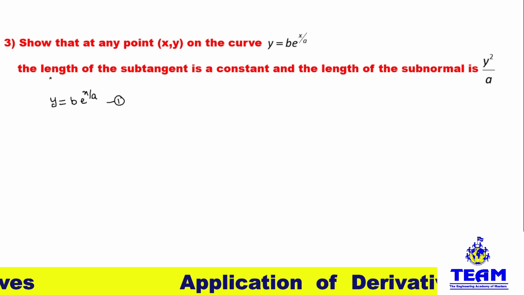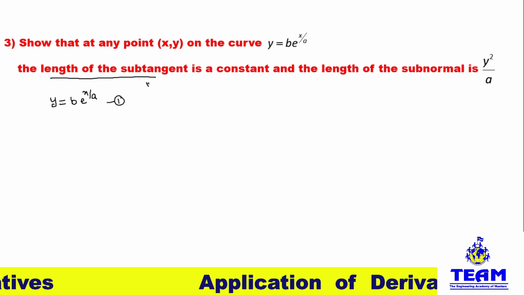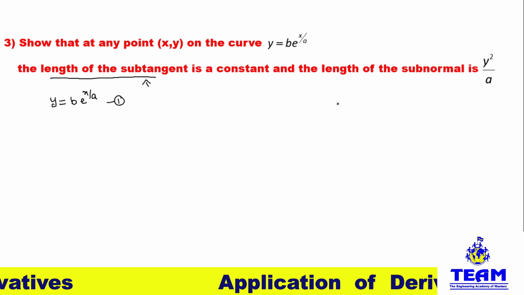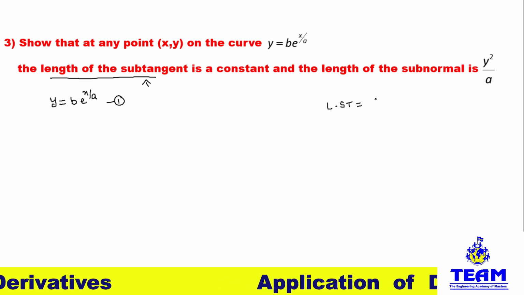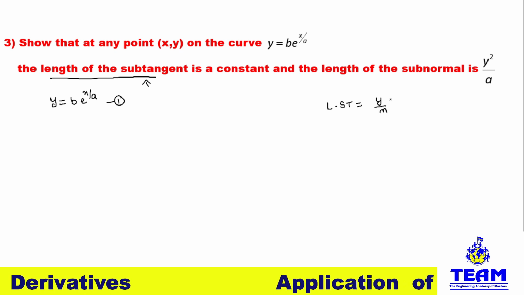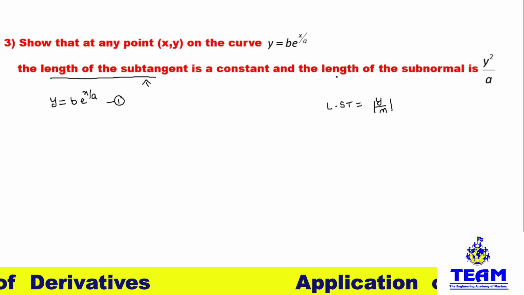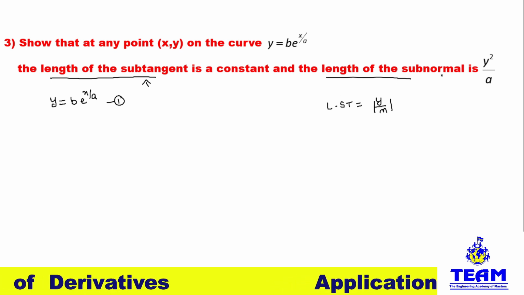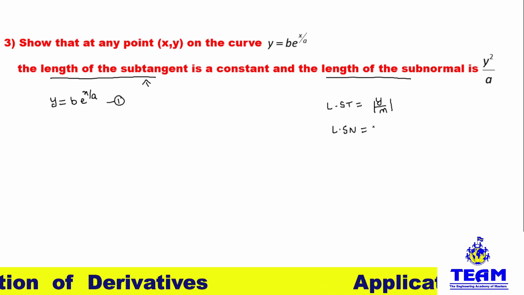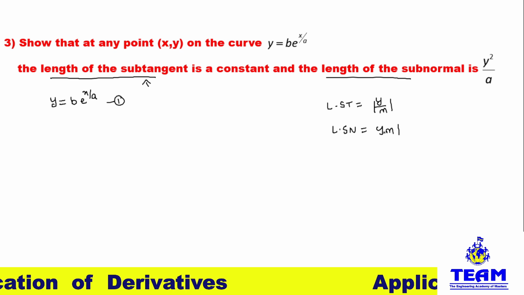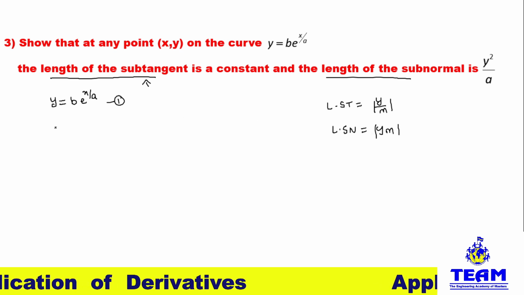Now what we need to find? First one, length of subtangent. This one we have to prove. Tell me friends, what is the length of subtangent formula? Length of subtangent formula is mod y by m. Next what we need to find? Length of subnormal, we have to prove y square by a. Length of subnormal formula is mod y into m. So we have to simplify this.